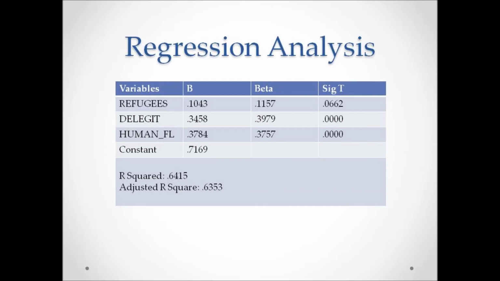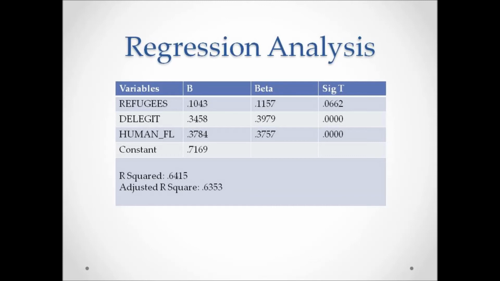By comparing the b-value and beta value to delegitimization of government and human flight, refugees does not substantially affect economic decline in a state. When looking at delegitimization of government and human flight, we can gather that it is unlikely that the results are due to chance because their t-ratio is 0.0. Also, their b-values indicate that for each unit of change, there will be a 0.3458 or 0.3784 change in economic decline. This relates to the hypothesis which indicates that these variables would increase a state's economic decline.